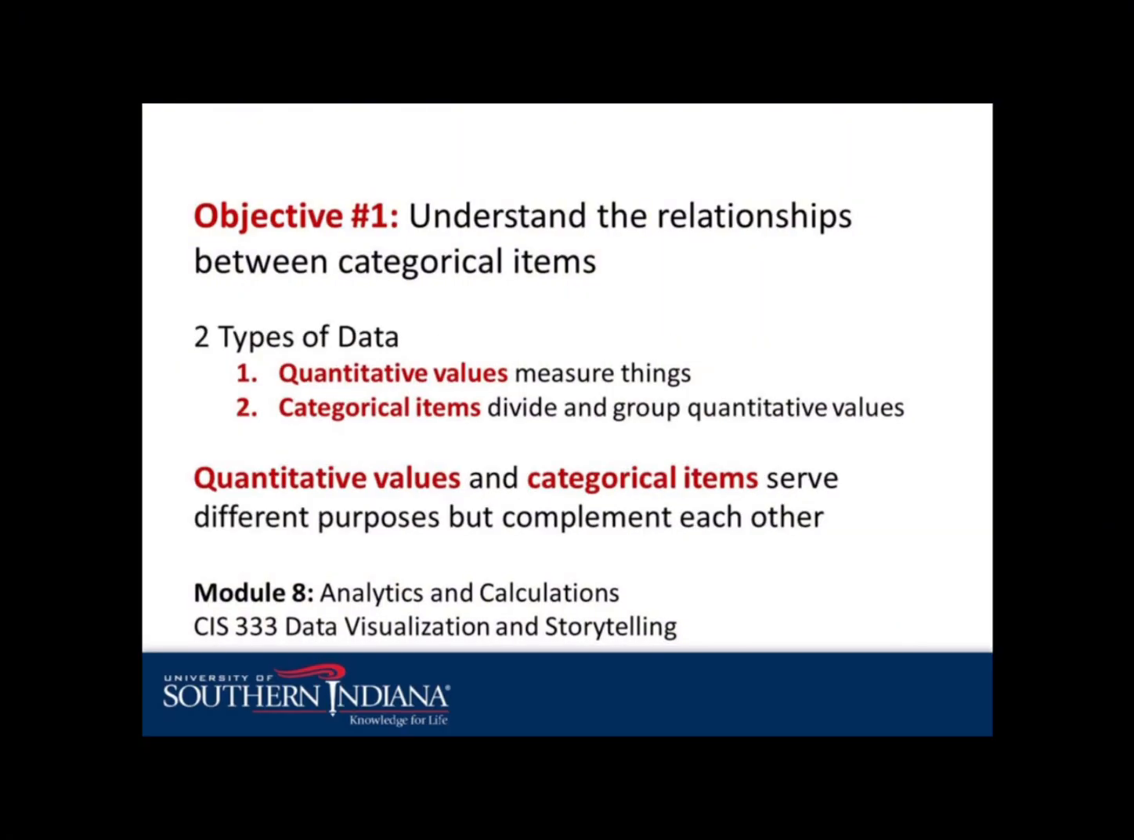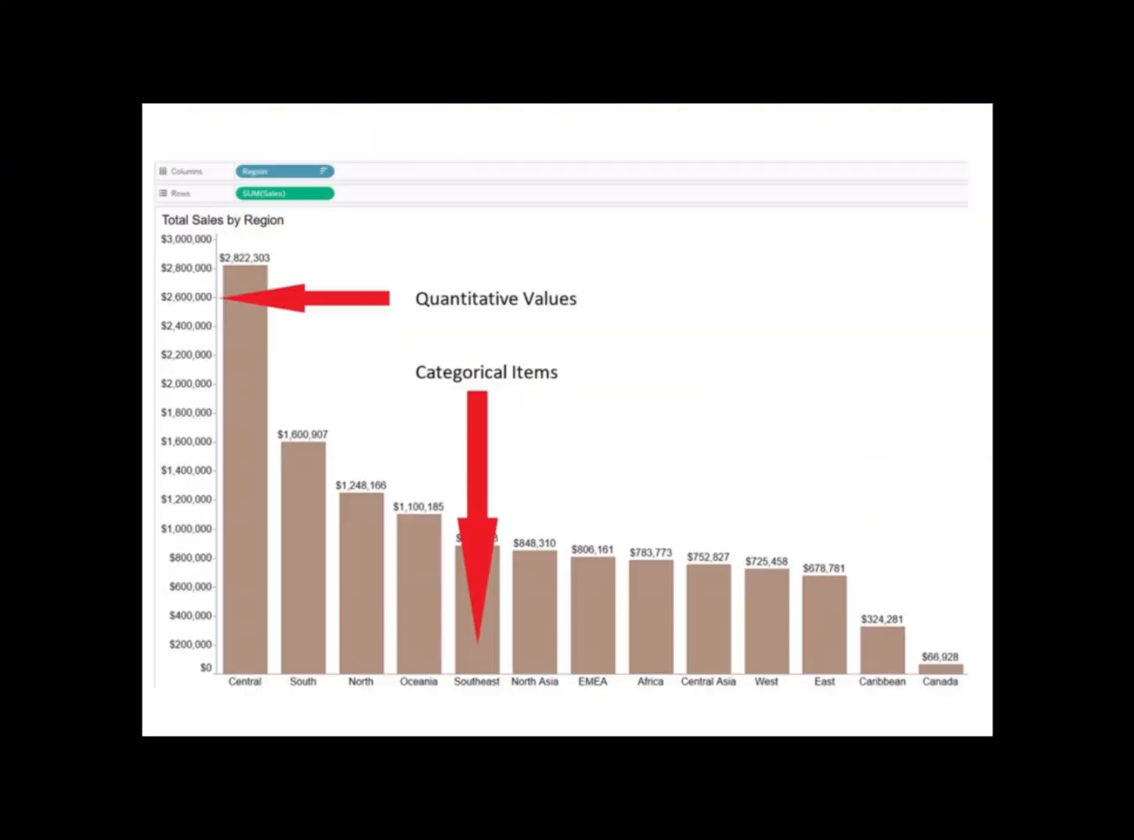So let's talk about the two types of values, quantitative values and categorical items. So quantitative values measure things. Categorical items divide and group quantitative values. You'll often hear me say slice and dice. That's what categorical items do. They serve different purposes, but they complement each other. You need them both.